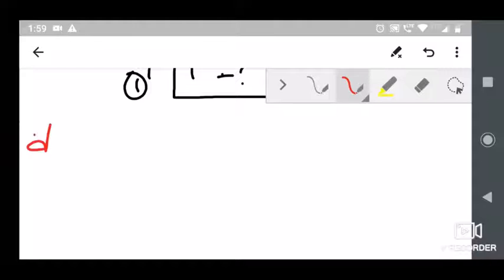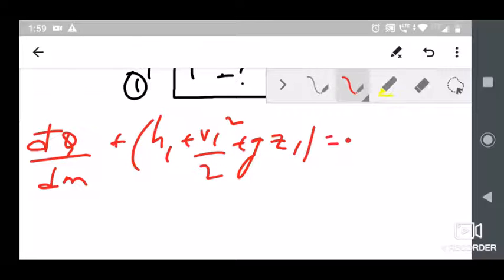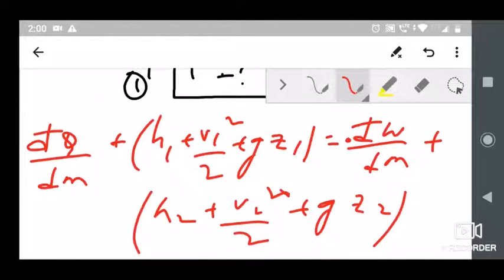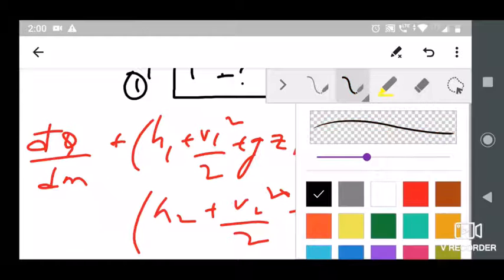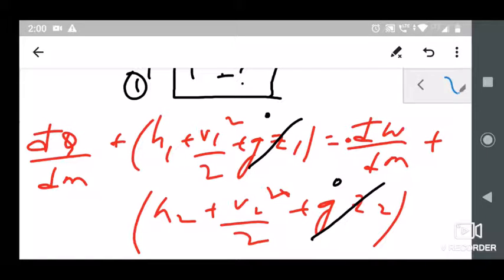What is the formula given here? The steady flow energy equation: d dash q by dm plus h1 plus v1 square by 2 plus z1 is equal to d dash w by dm plus h2 plus v2 square by 2 plus z2. Here, we are neglecting potential energy changes, so this is 0. Now let's substitute the values and calculate the power.